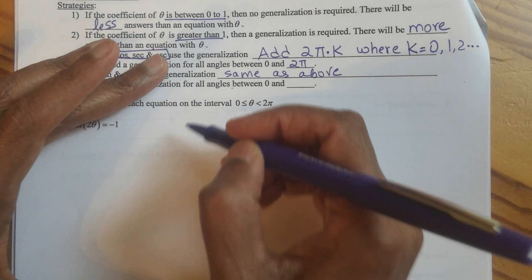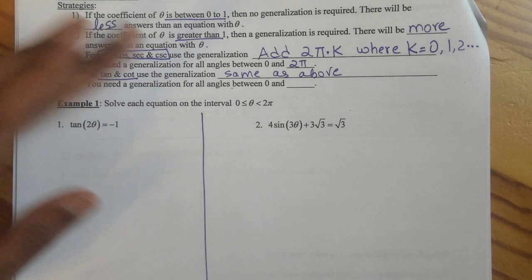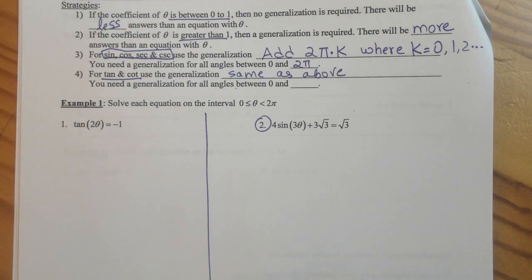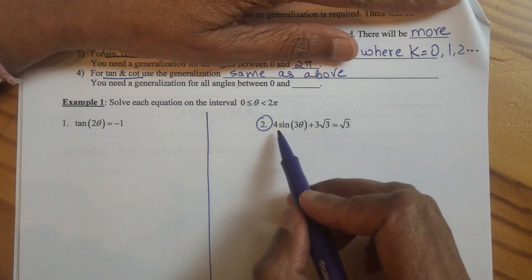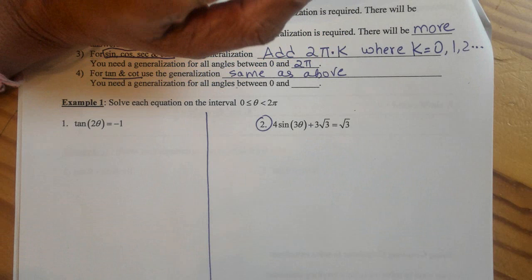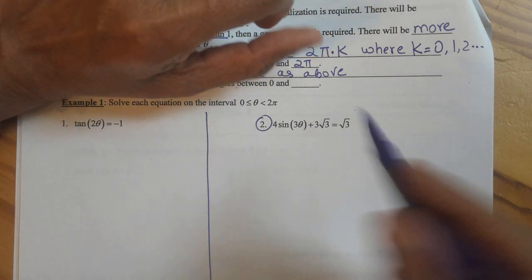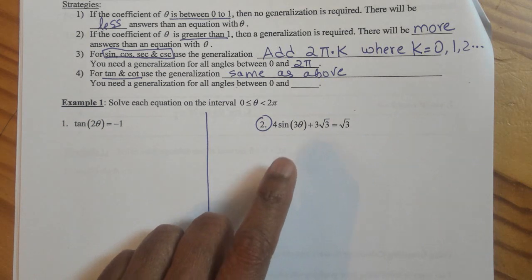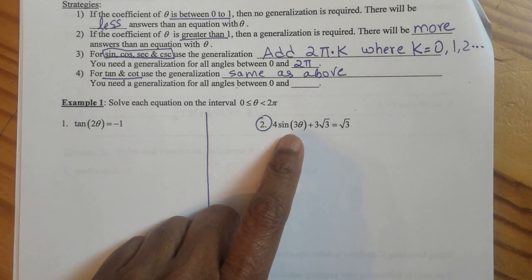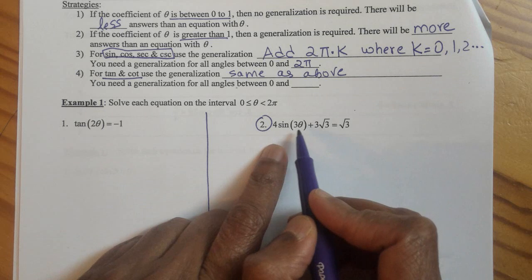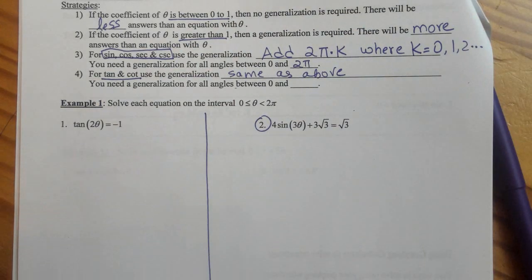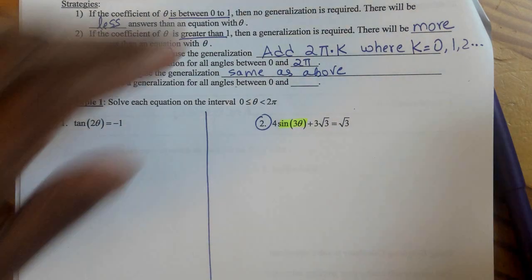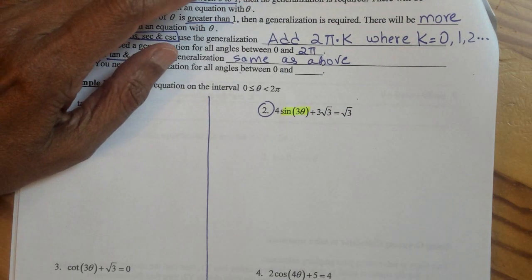Okay, so let's talk about this. I'm going to start with sine rather than with tangent, and then we'll jump to number 1. So let's start with number 2. Keep in mind, your goal is still to get theta by itself. So what did we do when we tried to get theta by itself? We tried to isolate the term that contains theta. In this case, it is the sine 3 theta, correct? So what will you do to isolate this? We can all do this.